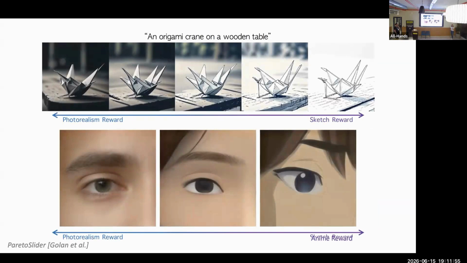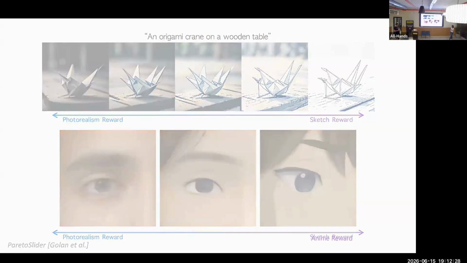And actually, this method is generic, and it's not only for the rewards that I mentioned. We can basically use it for any reward, for any set of rewards that you can think about. So on the top example, you can see that we fine-tune a model to be able to control between photorealism and sketch. And also here it works on videos. So again, we can control the edit between photorealism and anime.